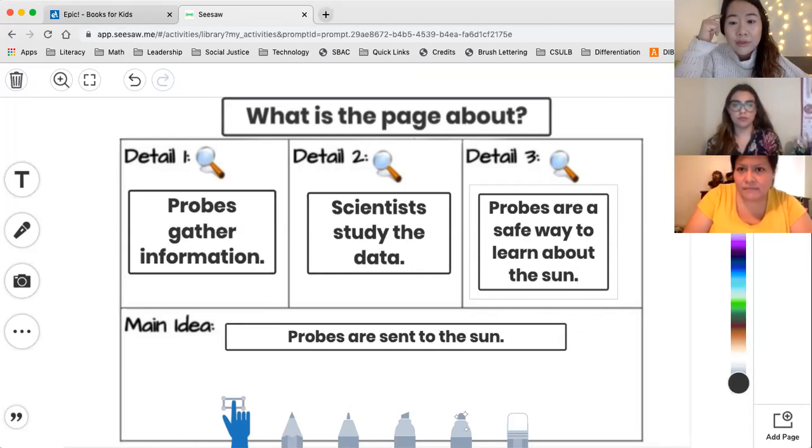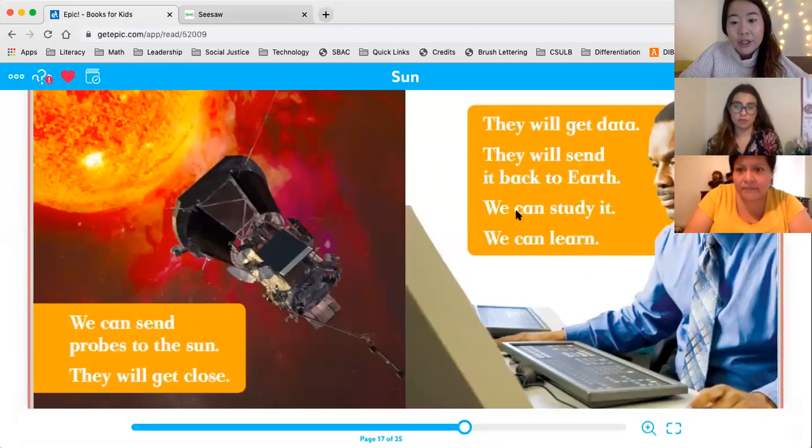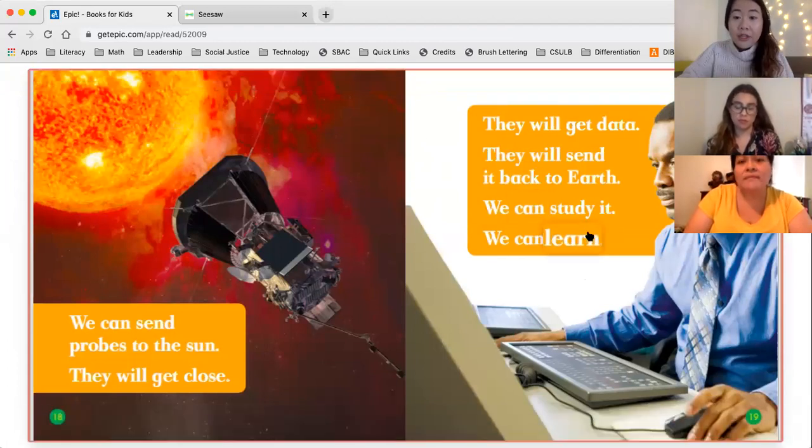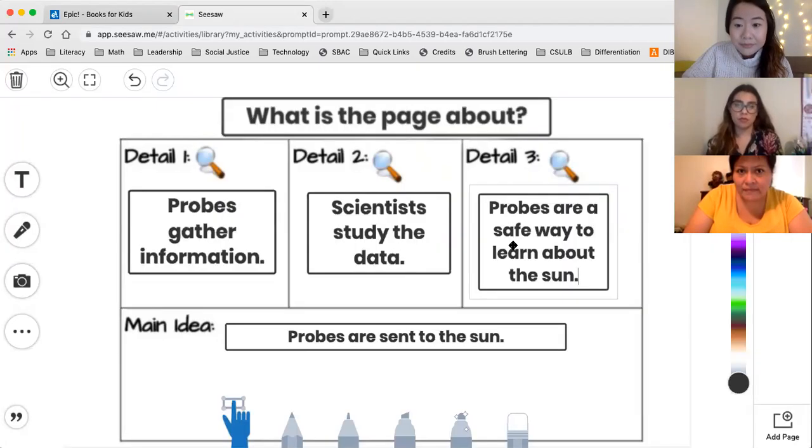And so I love that Ms. Rosales said it's a safe way because we know we can't get close to the sun or else we wouldn't survive. It's too hot. And so probes are a safe way to learn about the sun. And Ms. Akimowicz gathered that from the last sentence and how we can learn. So we can use two sentences and put those ideas together to come up with another detail.